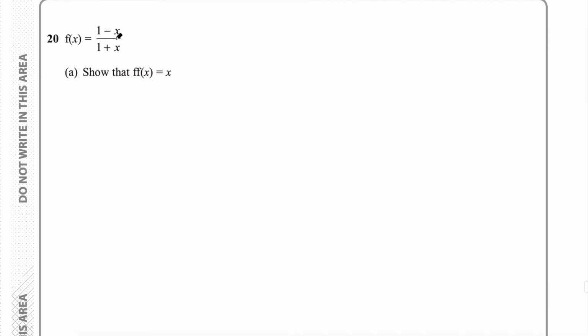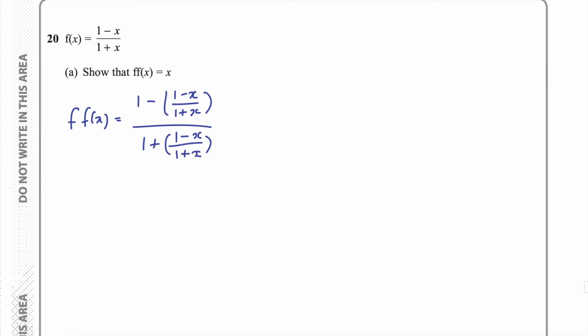Question 20 gives us a function, f of x equals 1 take x over 1 plus x. And part A says show that f of f of x equals x. So this is a composite function. This means that we need to take this whole function and input it into itself. So wherever we have an x, we need to put this whole thing in for x. So f of f of x is going to look like 1 take, and when we get to that x, we need to put the whole thing in. So 1 take x over 1 plus x, divided by 1 plus x over 1 take x over 1 plus x. So hopefully you can see there, I've just written out f of x, but every time I saw an x, I took this whole thing and plopped it straight in there.